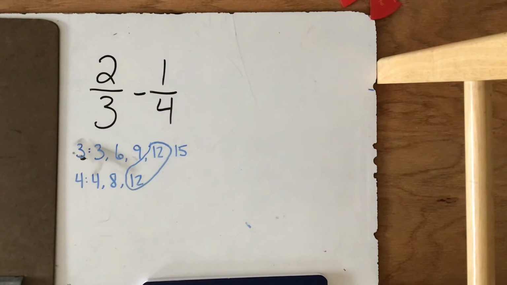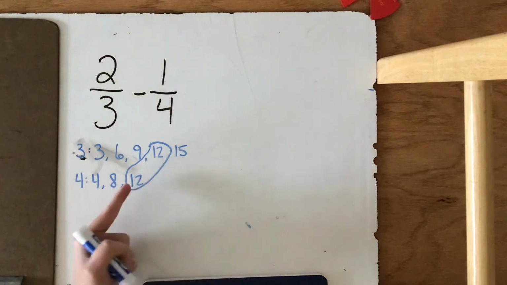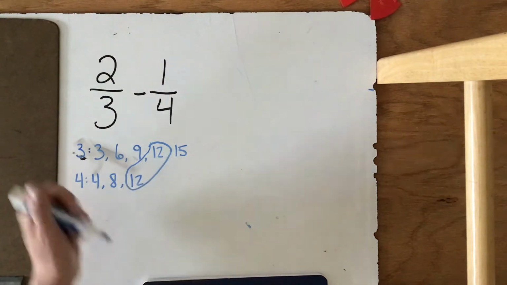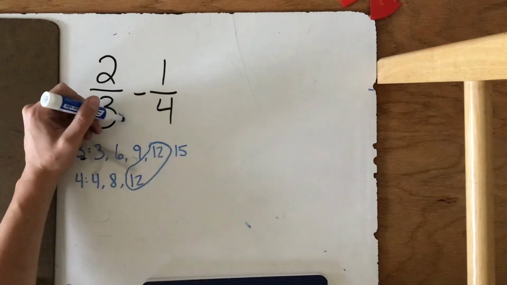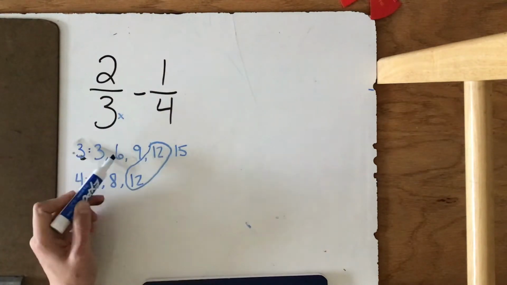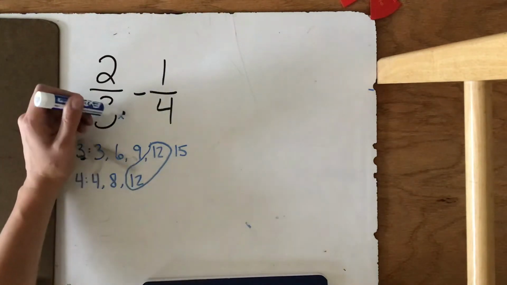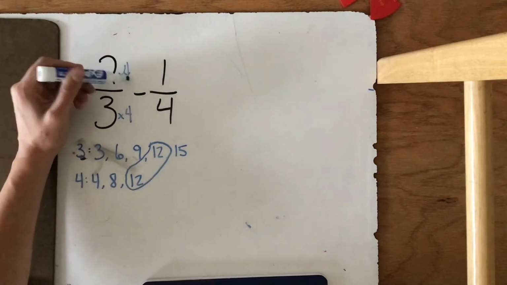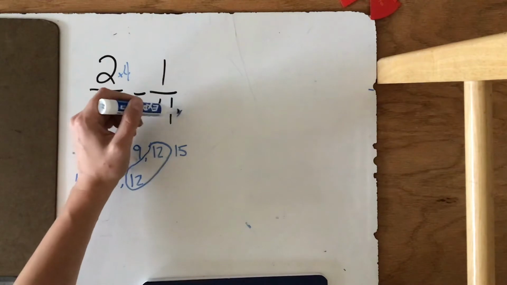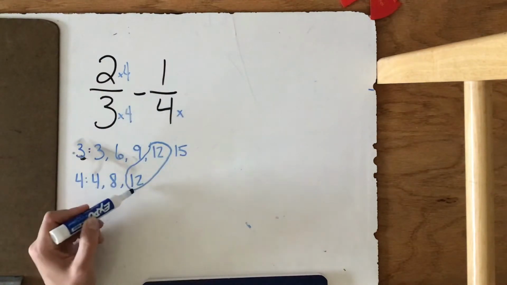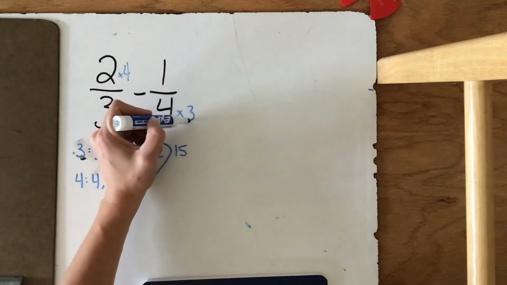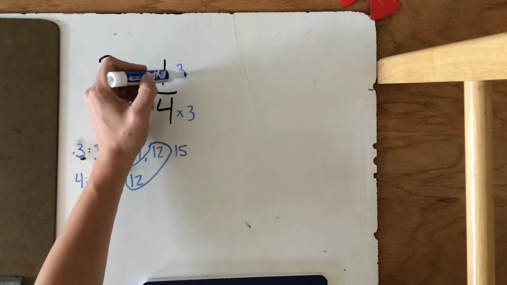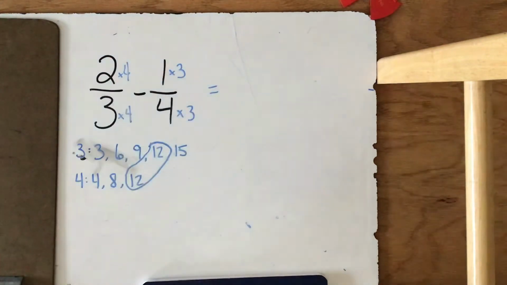Okay, back to this. So we need to have a common denominator of 12. So 3 times what gets us 12? 1, 2, 3, 4. You can count or skip count to figure that out. 4 times what gets us 12? 1, 2, 3. Whatever we do to the bottom, we have to do to the top. Let's make our new problem.